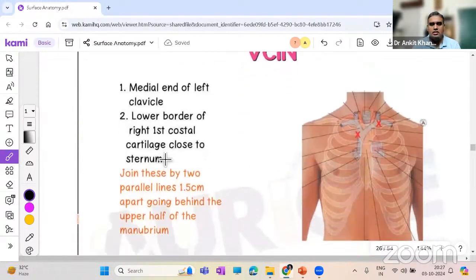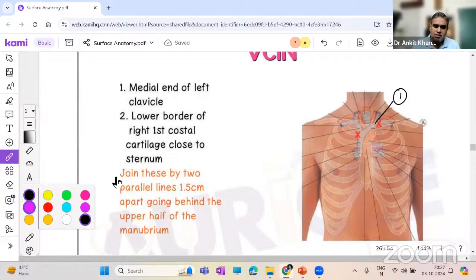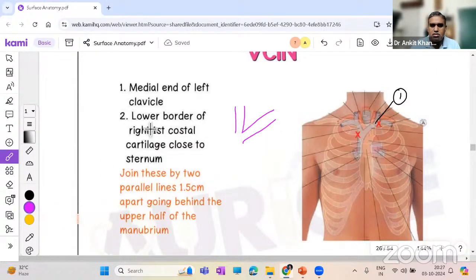Let us see. Now the first point is the medial end of the left clavicle. So this is point number one. And the second point will be where the right brachiocephalic vein was ending. At the same place, the left brachiocephalic vein will also end. So the second point is common: the lower border of the right first costal cartilage. The first point on the right was the medial end of the right clavicle for the right-sided vein. Here we have the medial end of the left clavicle, and then you join these two and you get the picture of the left brachiocephalic vein over here.